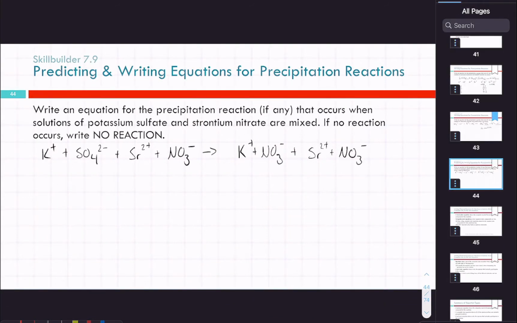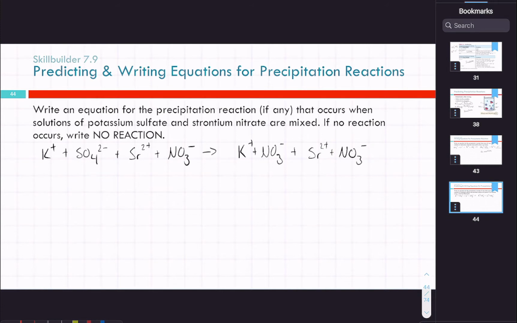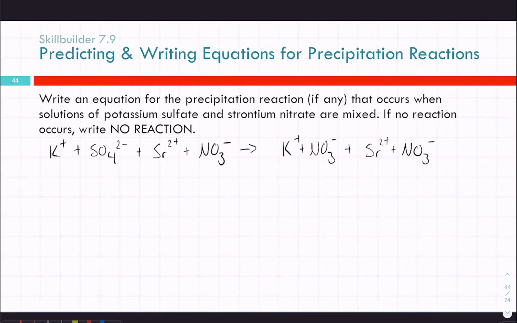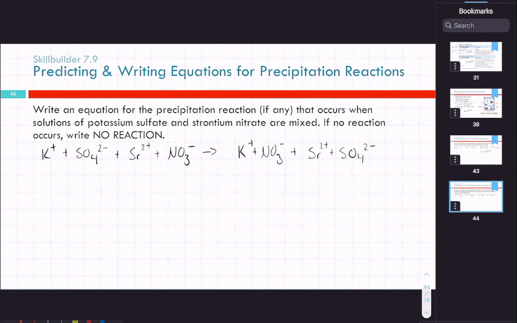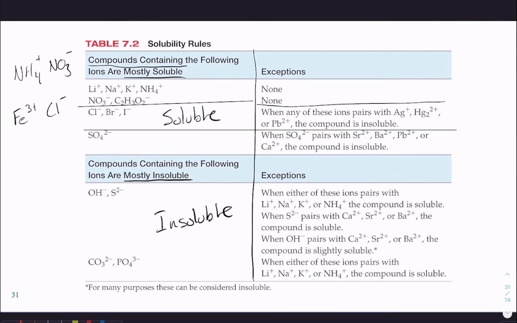So I need to bookmark this page. All right, so we're looking for potassium nitrate and strontium nitrate. Sorry, not strontium nitrate. Strontium sulfate. Sorry, wrote the wrong one in there. Yeah, now we're good. Okay, so potassium nitrate, strontium sulfate. So potassium, let me erase these ones now. We're going to have potassium nitrate and strontium sulfate.